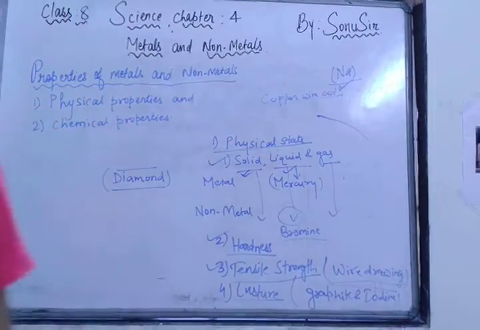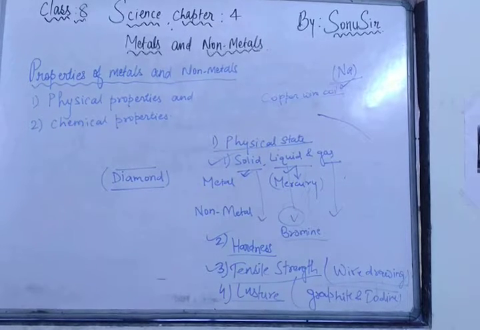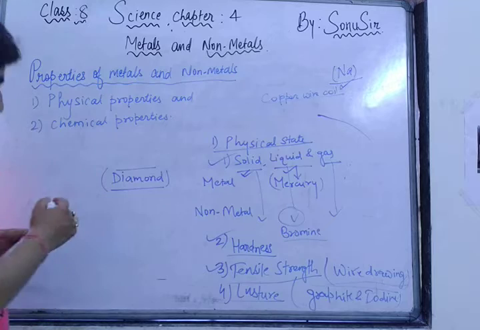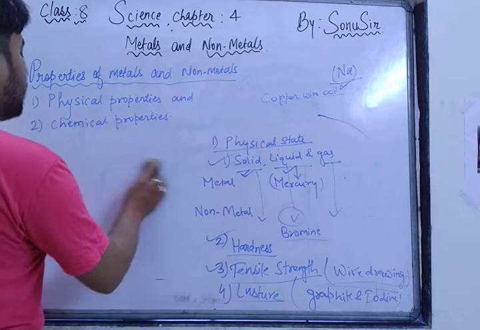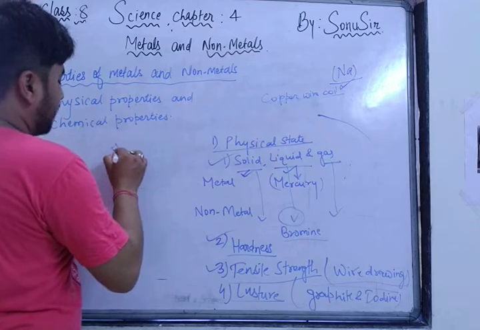Now the next property is malleability. Malleability means a piece of coal is crushed into powder whereas a copper wire becomes flat. The property of the material due to which it can be hammered or pressed into a sheet is called malleability. If we talk about the fifth property, that is malleability. Malleability means it can be drawn into sheets.